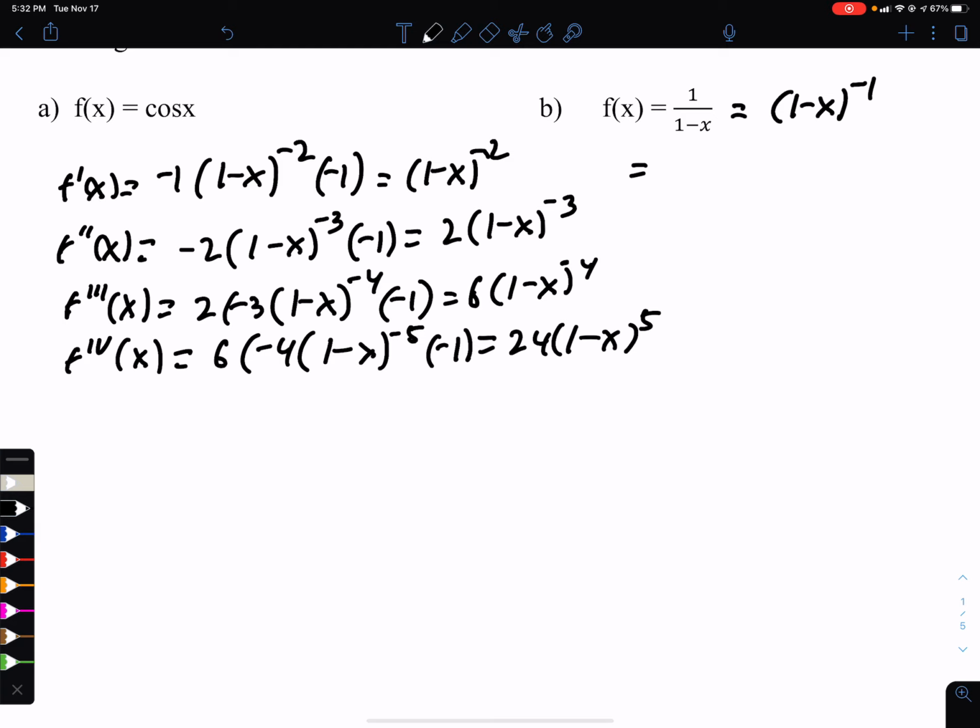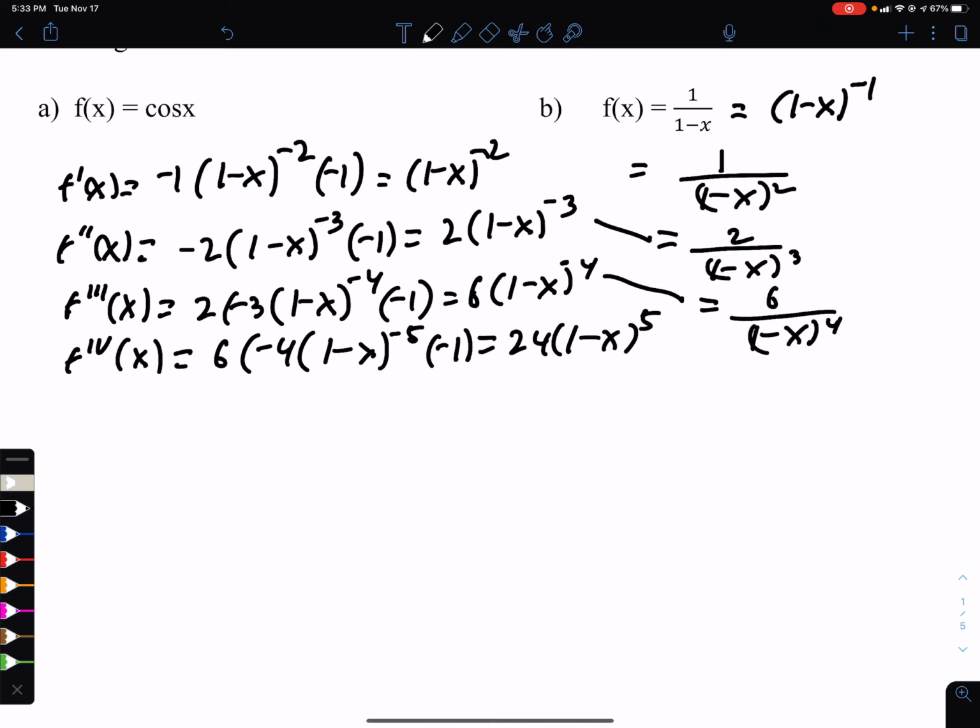So let's look at this. This is going to be 1 over 1 minus x squared. This one will be 2 over 1 minus x cubed, actually 2. Fix the top here. And this one will be 6 over 1 minus x to the 4th. And this one will be 24 over 1 minus x to the 5th. I think the pattern is pretty clear. The bottom exponent keeps increasing by 1.